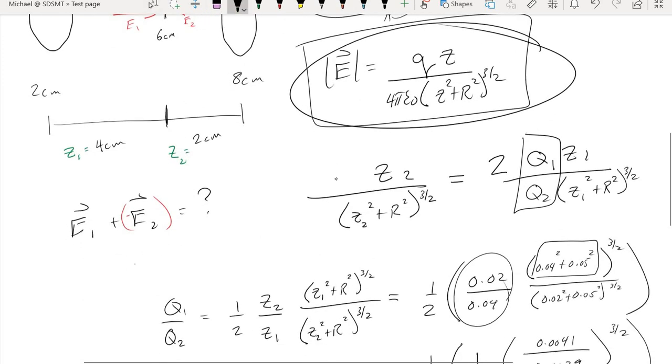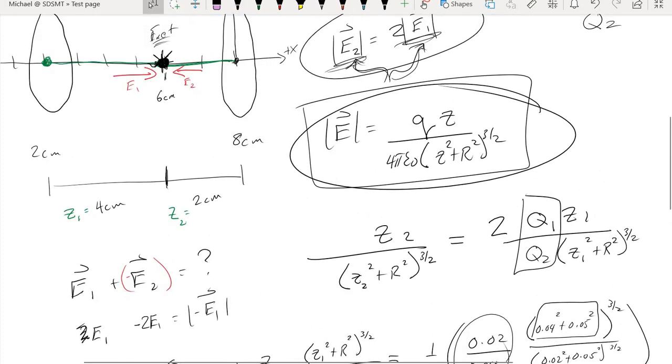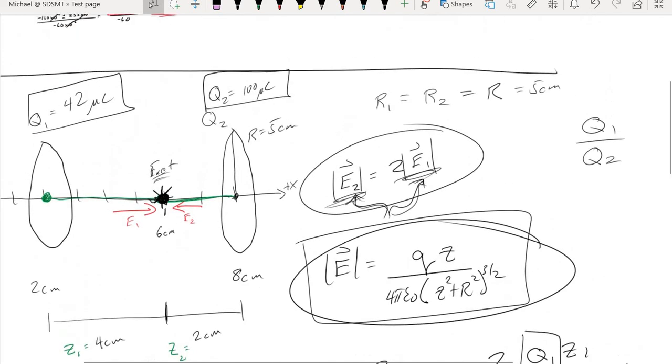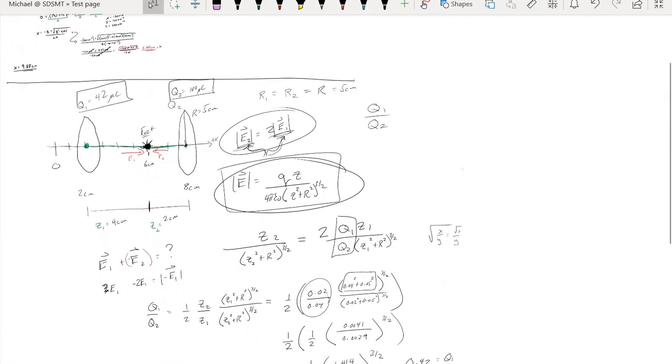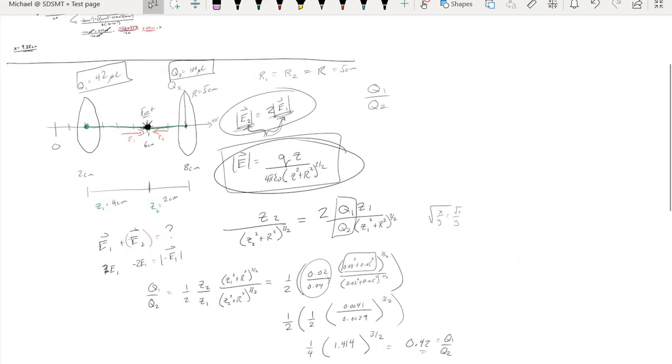If E2 has a magnitude that's equal to twice of E1, then we should get a magnitude at that location that is equal to the magnitude of E1. Kind of interesting how the algebra kind of collapses down to that. It just happens to have a final direction pointing to the left.